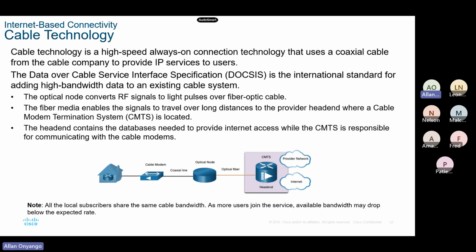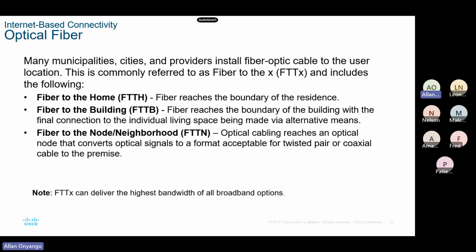It has what is called the CMTS, the Cable Modem Termination System, which is enabled by fiber optic to travel over long distances to the provider head end. Normally it contains databases all over the world, which provide the internet access and services, while the CMTS is responsible for communicating with the cable modems. Now, this cable technology is normally a shared medium, and as more users join the service, the bandwidth will drop below the rate, and you start experiencing low connectivity.